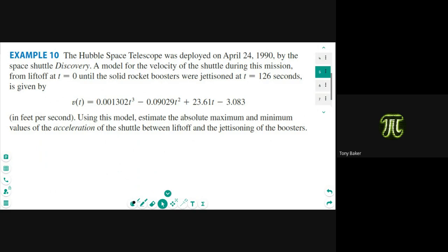Velocity is great, it tells us the speed. But does velocity tell you the forces that are acting on it? That's going to be your what? That's going to be acceleration, because that's how fast things are changing, right? So we've got our velocity. How do I find my acceleration? It's the derivative. So find me the derivative of this.